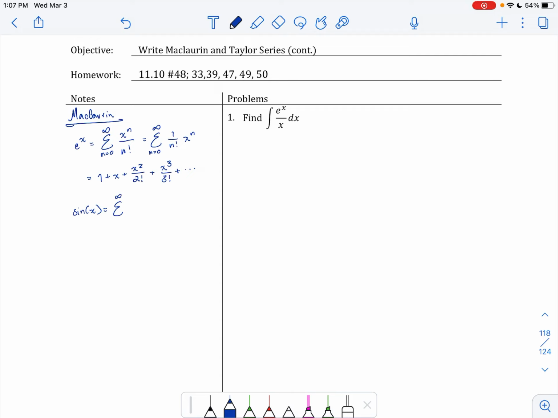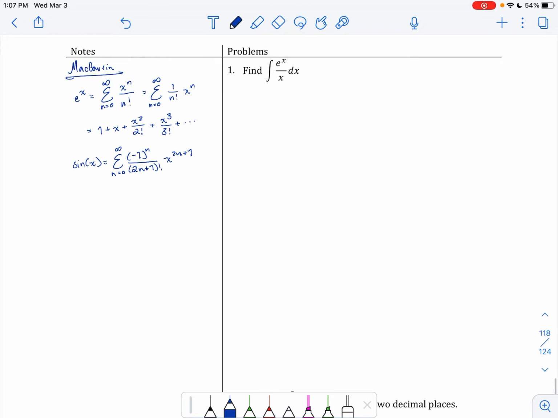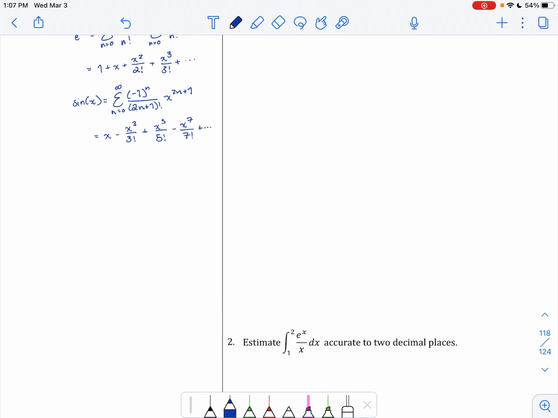The other two to have memorized is sine of x, which hopefully, as you remember, are the odd alternating terms. So we have the alternating, negative 1 to the n, over 2n plus 1 factorial, x to the 2n plus 1. And if you wanted to expand that out, you'd have x minus x to the third over 3 factorial plus x to the fifth over 5 factorial minus x to the 7th over 7 factorial, and so on like that. So positive, negative, all the odd terms.